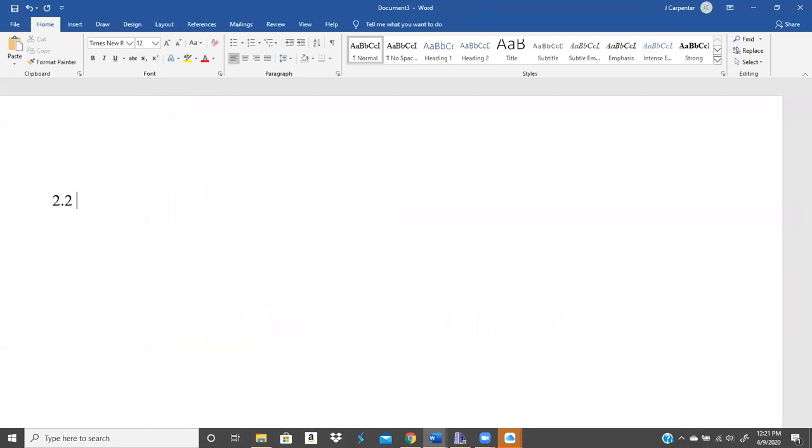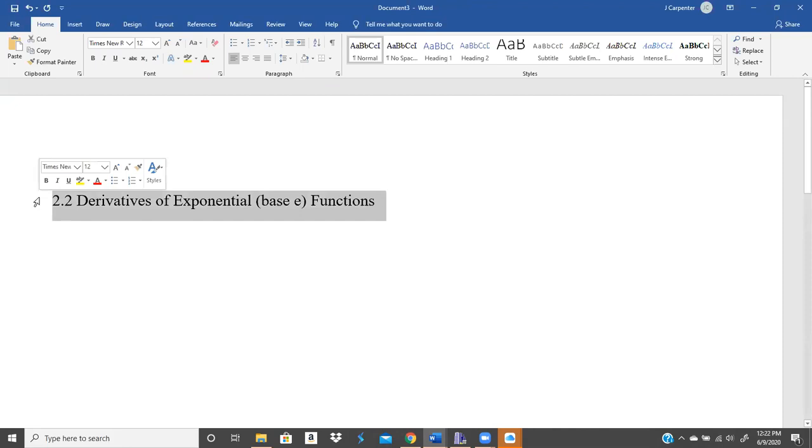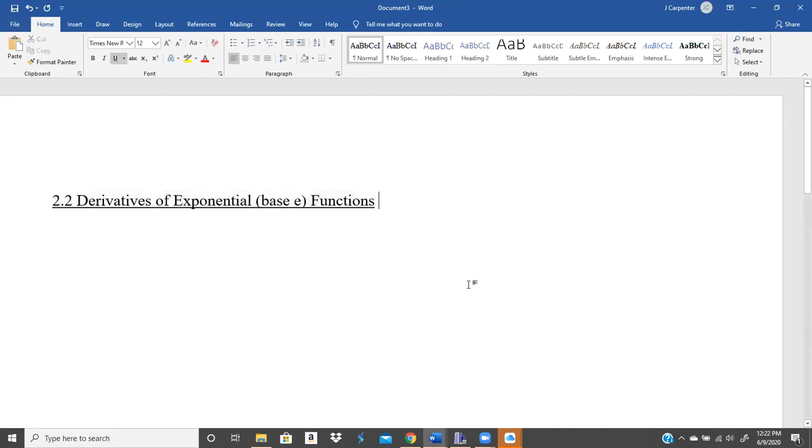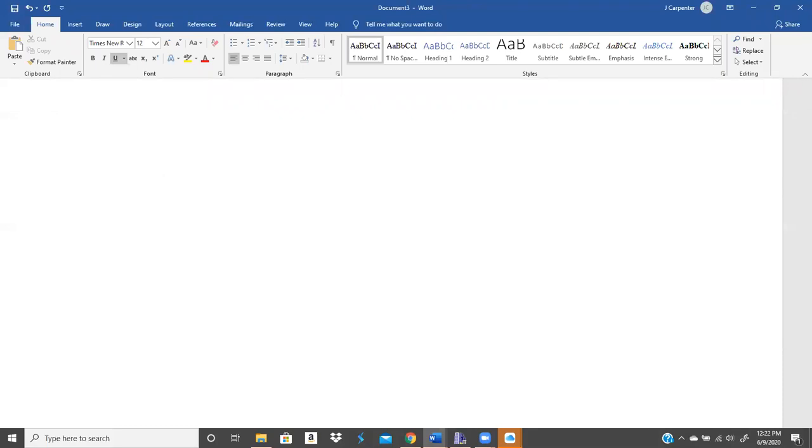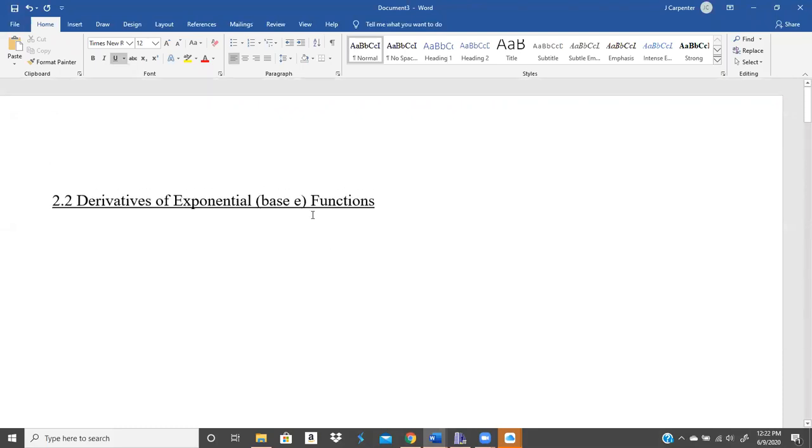2.2, derivatives. Exponential, specifically with a base of e, functions. Derivatives of exponential functions.